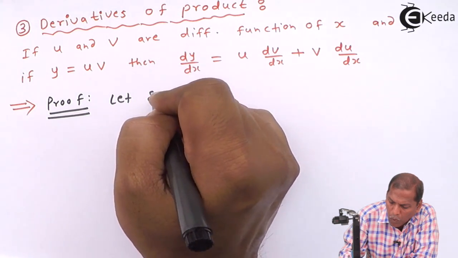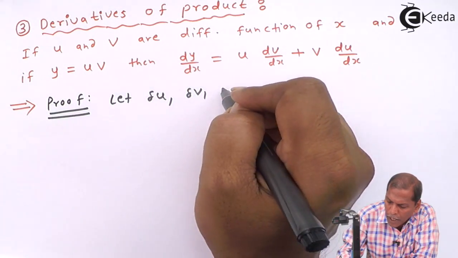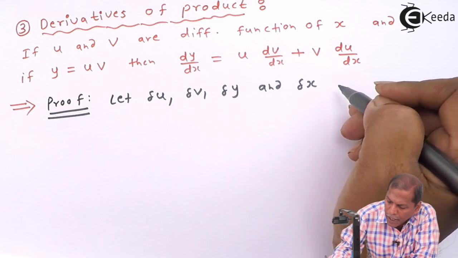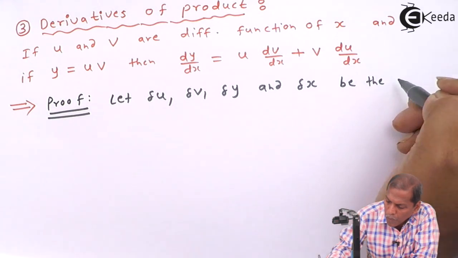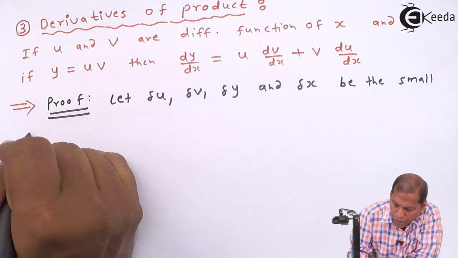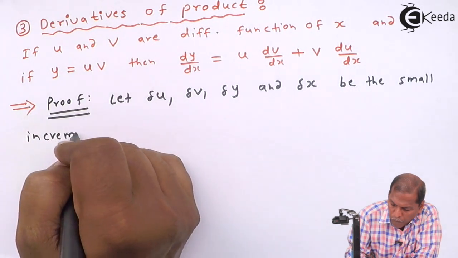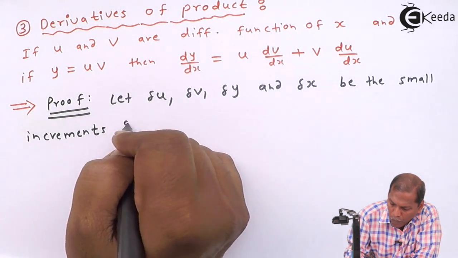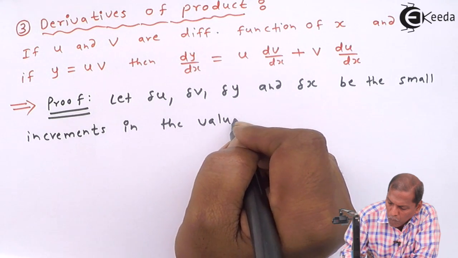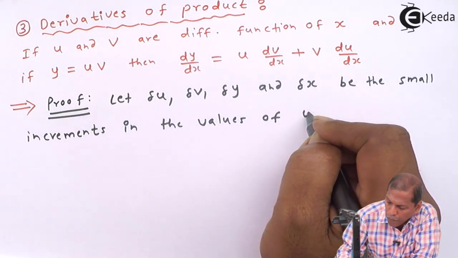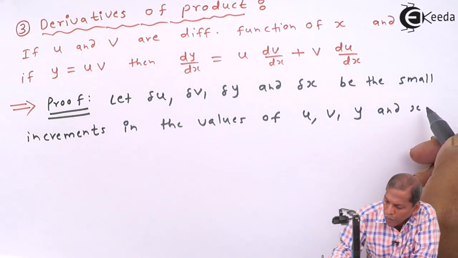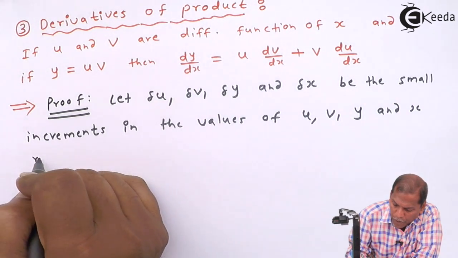Let delta u, delta v, delta y and delta x be the small increments in the values of u, v, y and x respectively.